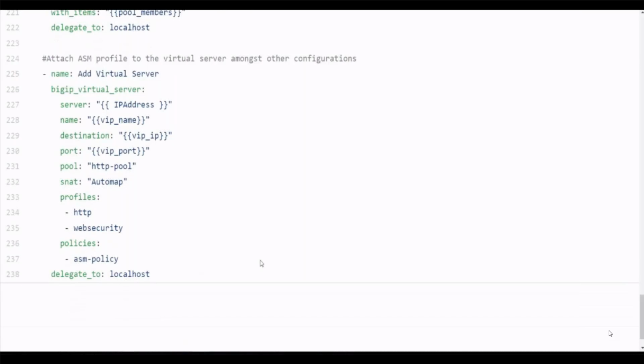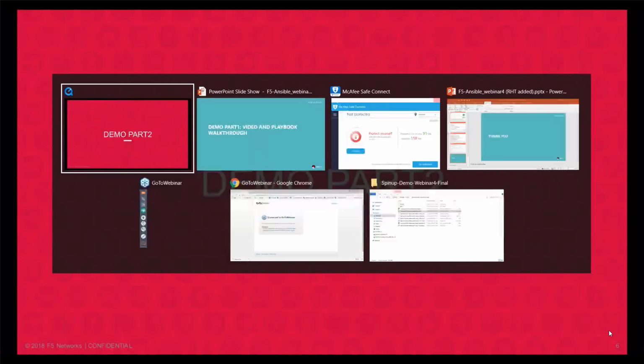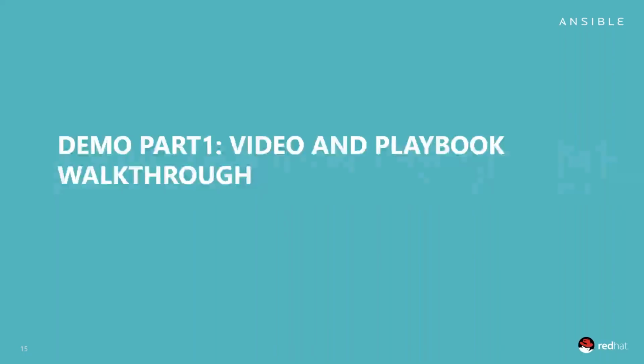Now, as you can see, it's really simple to understand what this playbook is configuring. Just by looking at the name of the module, you know what is getting configured on the F5 and what are the different parameters that you are passing to this particular module. Now, this brings us to the end of part 1 of the demo. And I'm just going to switch back to my slide deck to talk about what we are going to cover in part 2 of the demo.